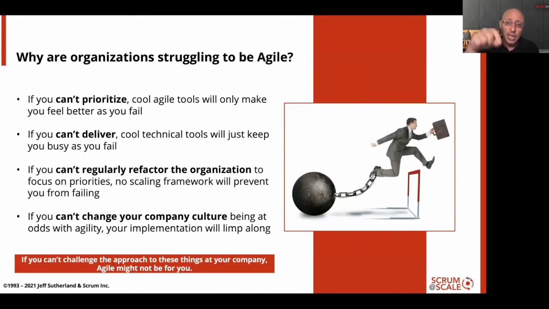And if you cannot challenge the approach to the way these things are being done at your company, Agile might just not be for you. And that's okay. There are other ways to run organizations, and many of them are valid, but to be Agile, you have to be able to constantly challenge and iterate and incrementally improve all of these 4 things. So who's supposed to do this is a great question.